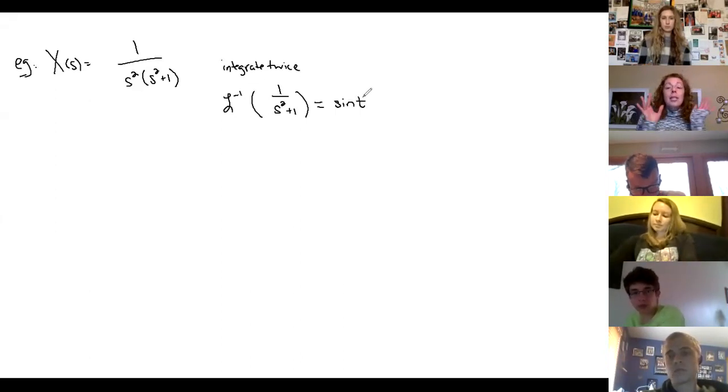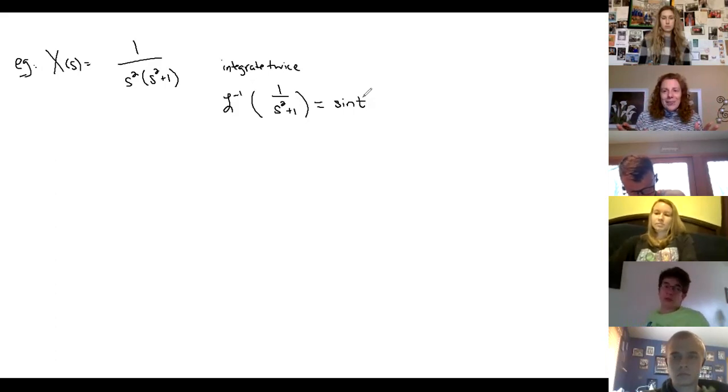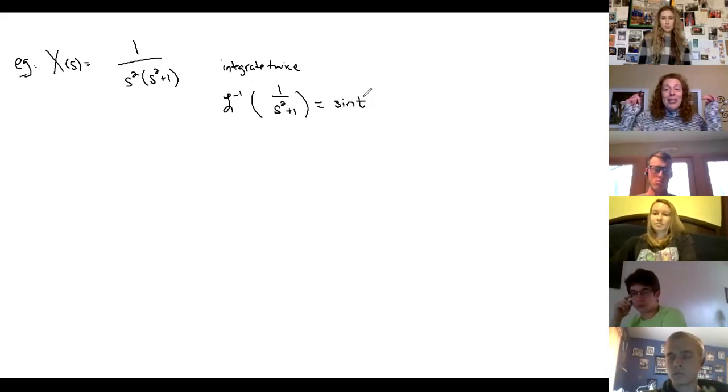Please, please don't get bad with the notation and write down both of your integrals at the same time. We're going to do this in steps. We're going to do it once and then we're going to do it again. We are not writing two integral signs next to each other. That will make me very, very crabby. Don't do that, please. So once and then again.